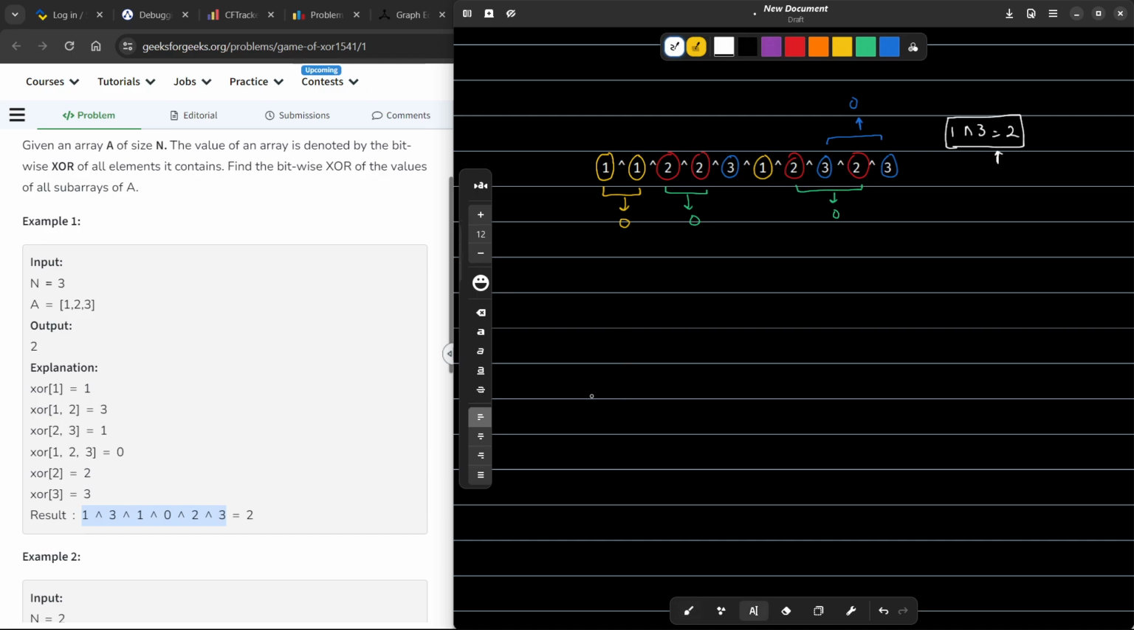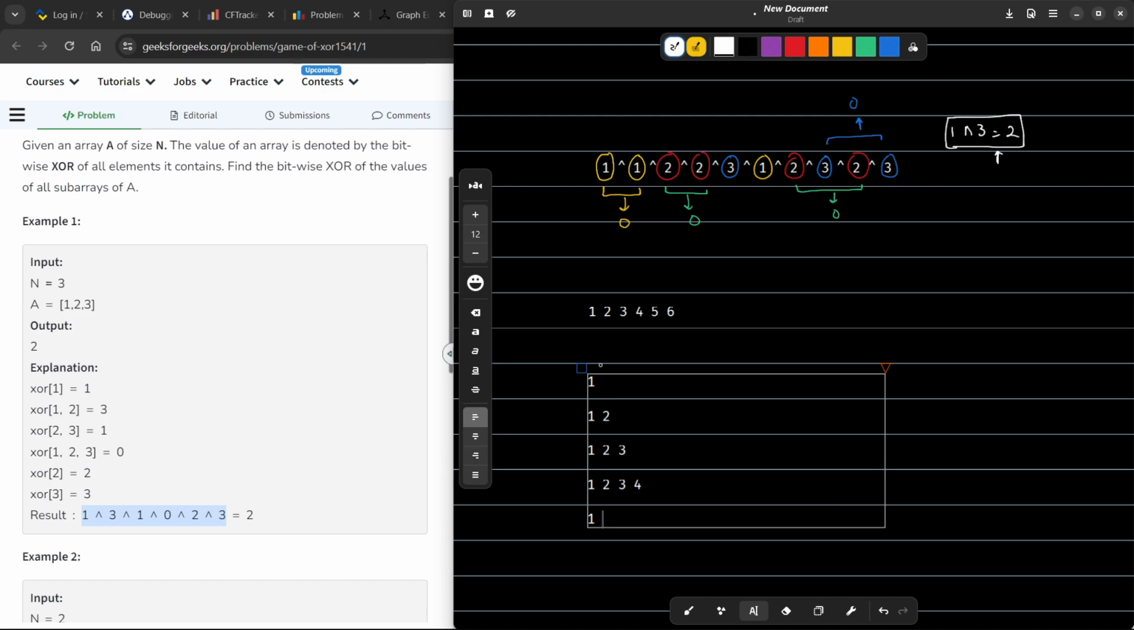For that, let us consider an example. Let's say we have 1 2 3 4 5 and 6. This is our array, and I'm just going to write all the subarrays for this particular array. Let's say the first is 1, and the next subarray is 1 2, then 1 2 3, then 1 2 3 4, and then up to 1 2 3 4 5 6. So these will be all the subarrays starting from 1. Let me space them out a little bit.